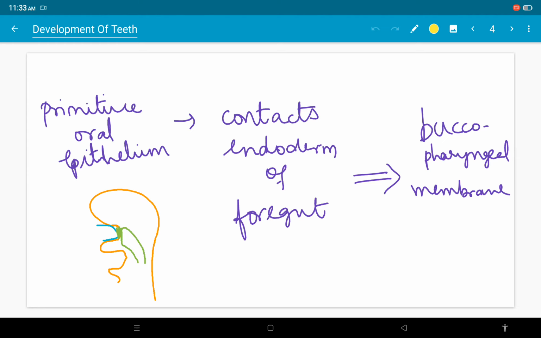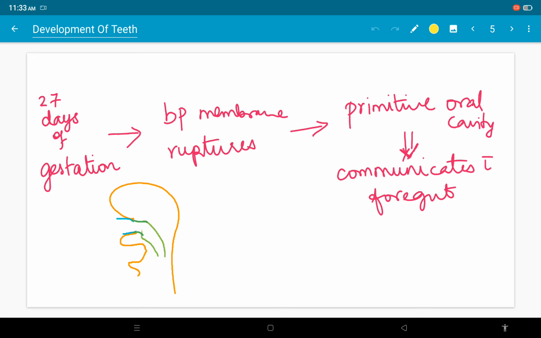So this primitive oral epithelium contacts the endoderm of the foregut. The green color thing which is marked here is your foregut, the future digestive tract. So this foregut endoderm contacts the primitive oral epithelium or the stomodeum. So this place is known as buccopharyngeal membrane. This buccopharyngeal membrane will rupture so that your oral cavity opens, through which food enters your gut. So this buccopharyngeal membrane which was previously present here will rupture.